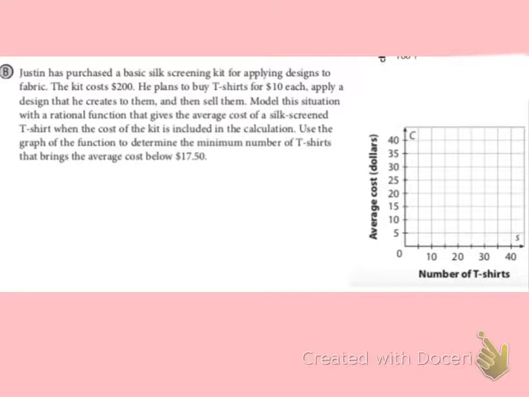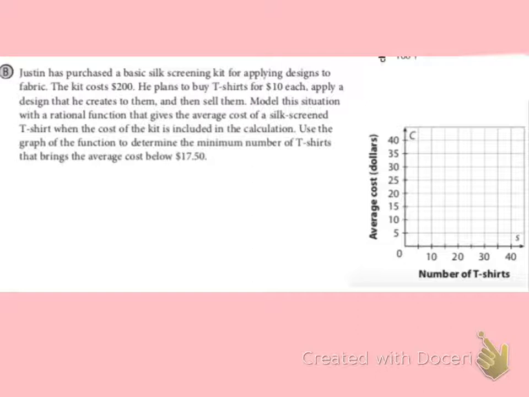In this next example, Justin has purchased a basic silk screening kit for applying designs to fabric. The kit costs $200, so he has to dole out the $200 for the kit, right? He plans to buy t-shirts for $10 each, apply a design that he creates to them, and then sell them. Model the situation with a rational function that gives the average cost of a silkscreen t-shirt when the cost of the kit is included in the calculation. So, in other words, he's got to buy the kit, and then he's got to pay $10 per t-shirt.